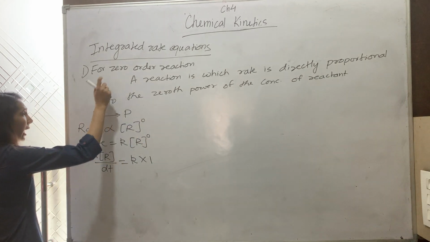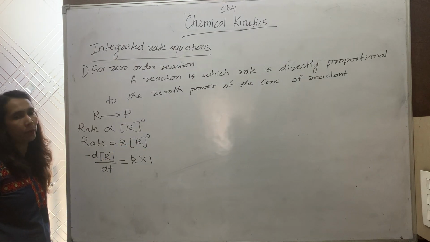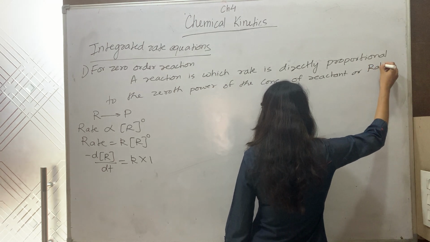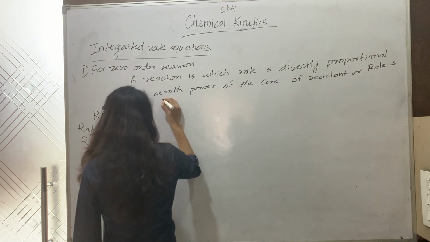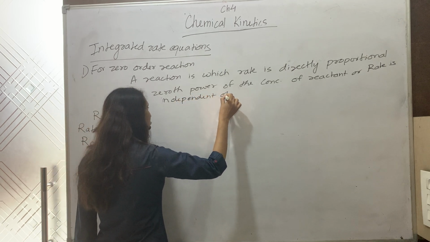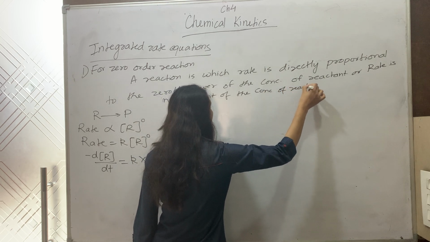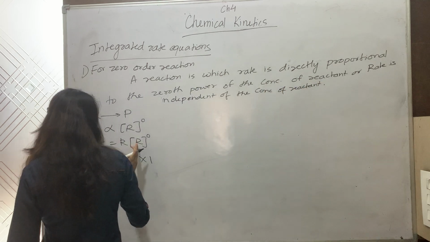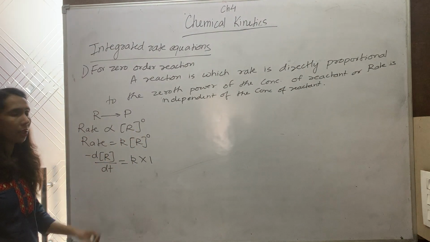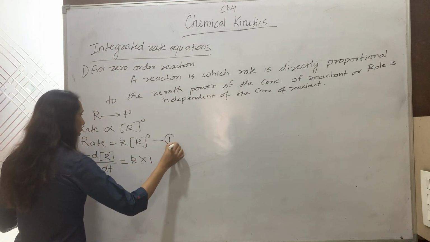So I can also say that for zero order reaction, rate is independent of the concentration of reactant. You can see it does not depend because R to the power 0 will be taken as 1. The rate of reaction is constant. Now, this I consider as equation 1.